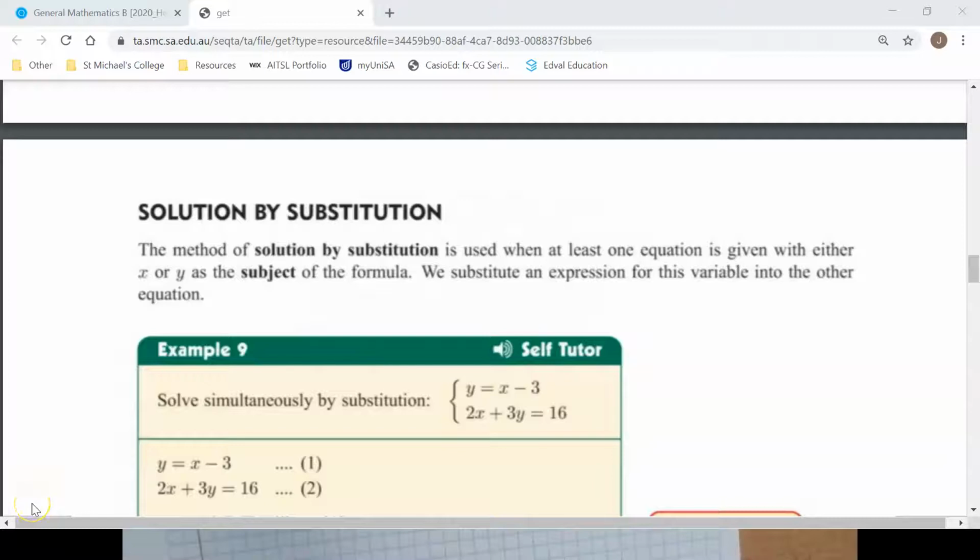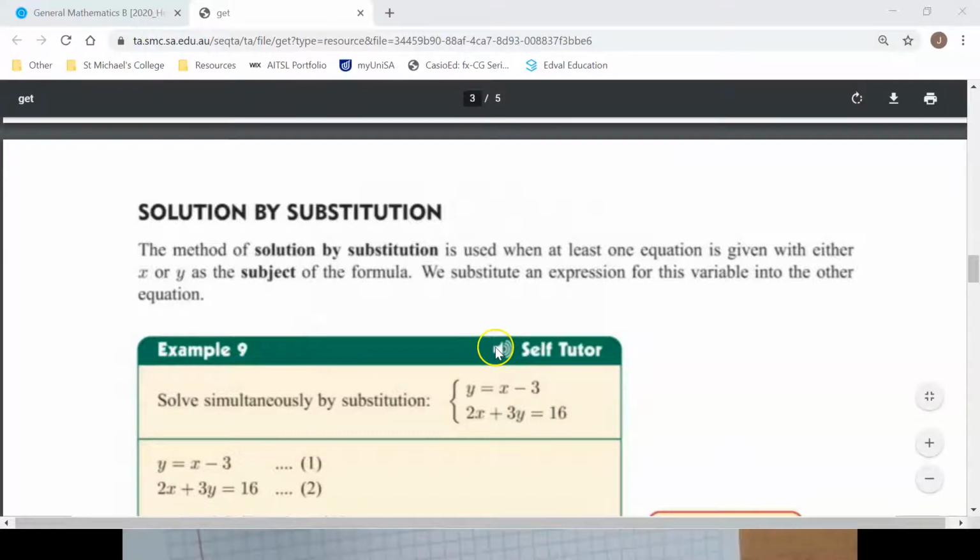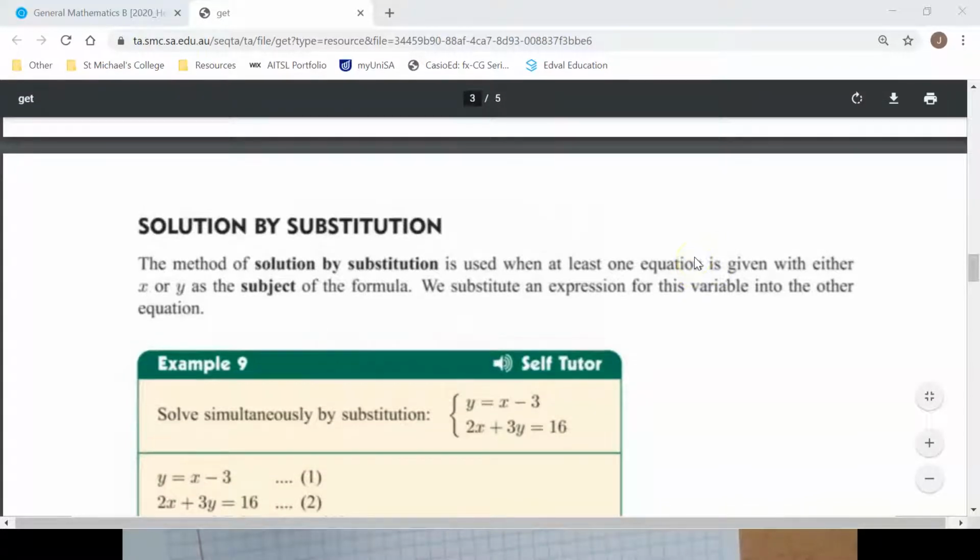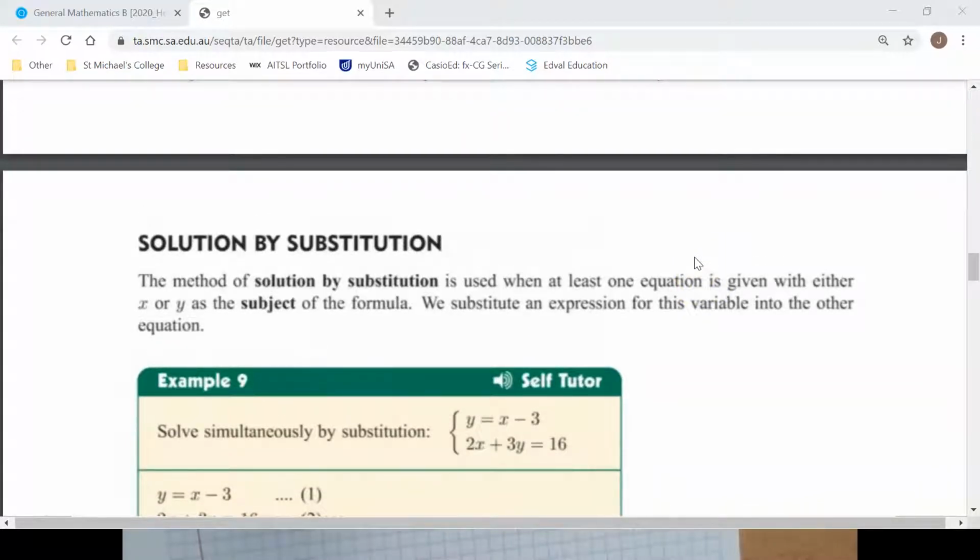So far we've used two methods to solve a set of simultaneous equations. First we solved a set of simultaneous equations graphically. Then we used technology to solve a set of simultaneous equations. Now this is going to be the third method we're going to use, where we're going to use substitution to solve a set of simultaneous equations.